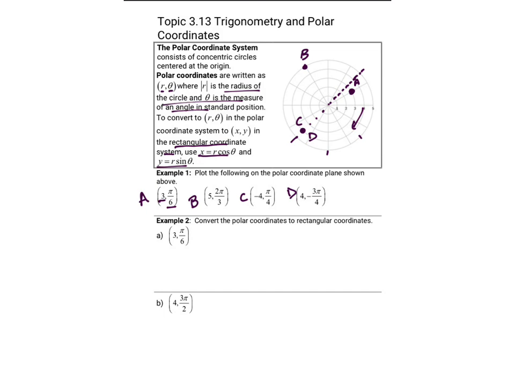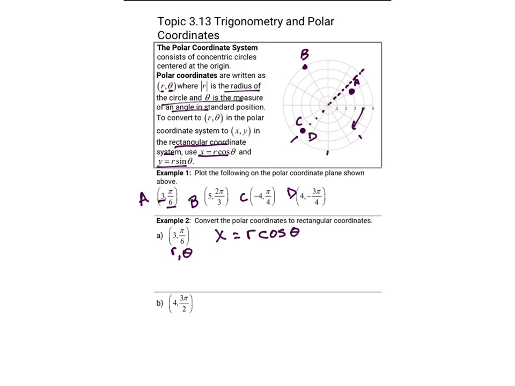Okay. Example 2 says convert the polar coordinates to rectangular coordinates. The rule on converting from polar to rectangular is this: x, the rectangular coordinate, is equal to r cosine theta. And remember that your polar coordinates are given as r comma theta.